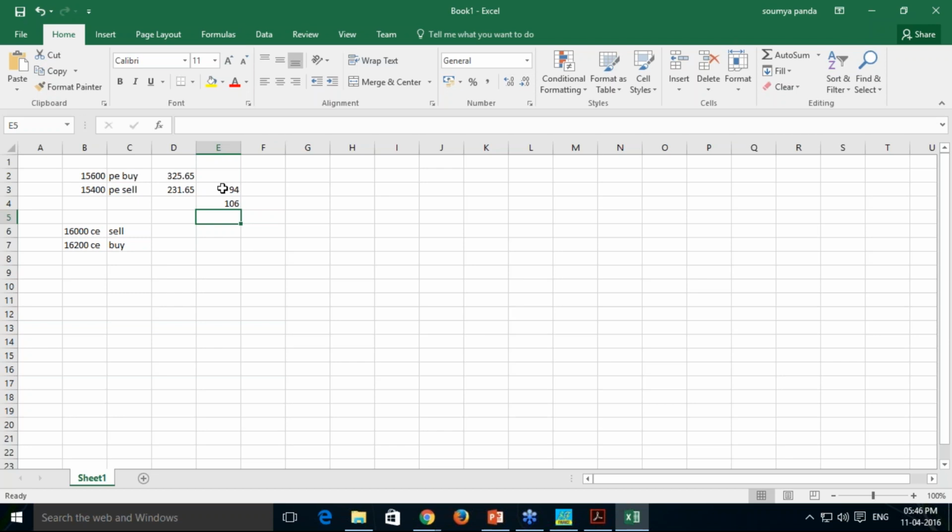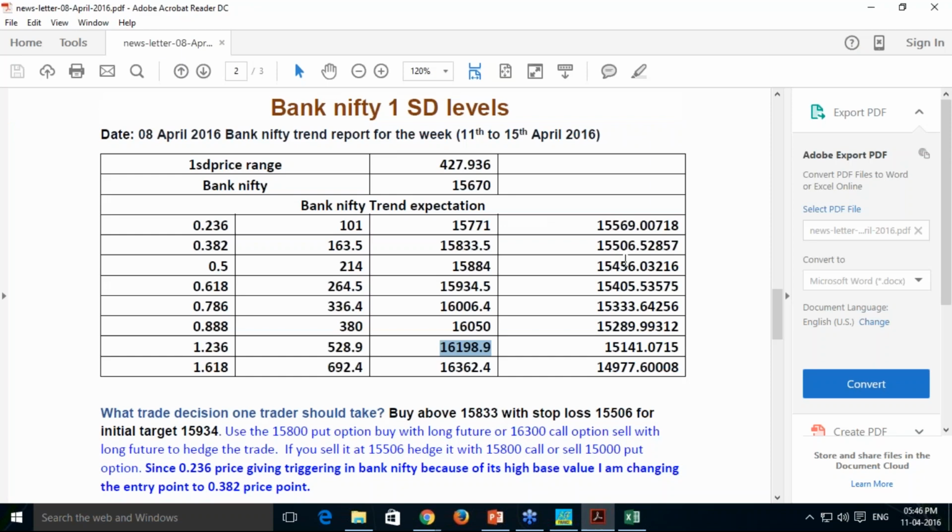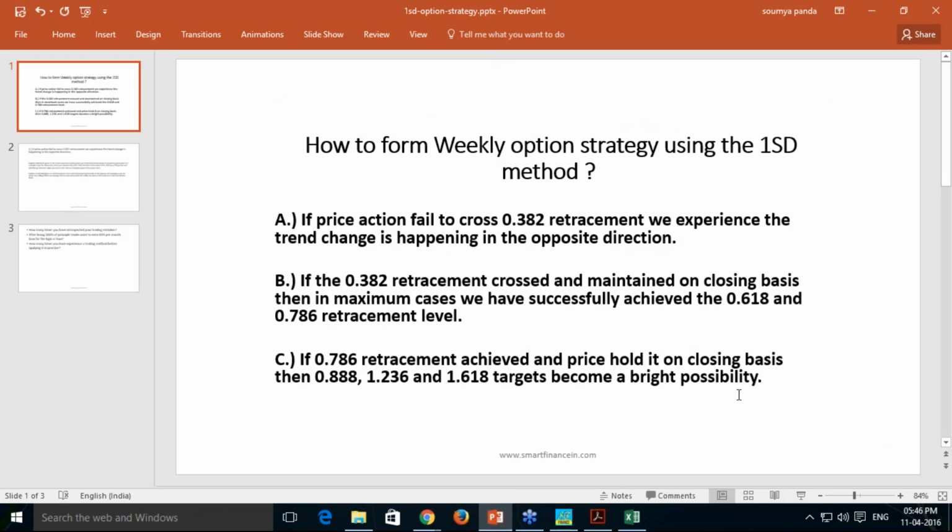This is what I am going to get. If Bank Nifty manages to touch this 15,400 level, then I will be booking the profit. If Bank Nifty moves beyond my expectation, meaning a trend change happens in the opposite direction, say 15,771 or 15,800 level, then I can book the loss and come out. So this is what I have taken in this particular trade. This is one of the analyses.